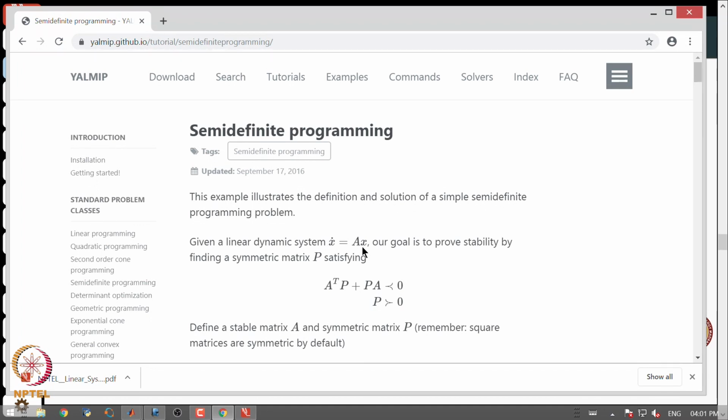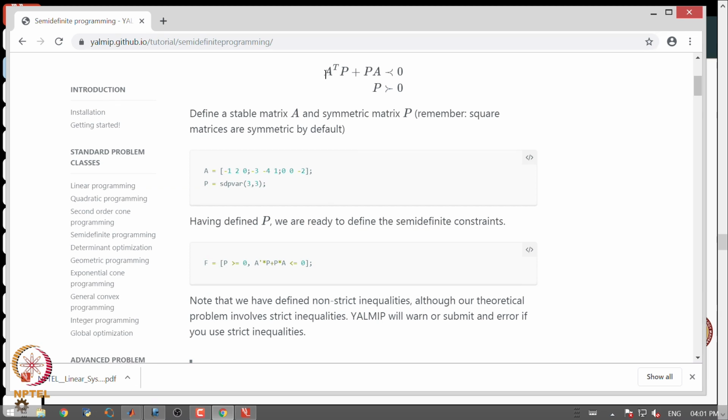I have a linear dynamical system x dot equal to Ax, and the Lyapunov condition says that I need to solve for A transpose P plus PA less than 0, with P a symmetric matrix which is greater than 0, and so on. So how do you define this? A you can just write in the standard Matlab way as defining a matrix. P is called an SDP variable. I am solving for P, so that will be an sdpvar of dimension 3 cross 3. The LMI that I am really trying to solve is F. I just write down these two constraints in the code: P greater than 0, and A transpose P plus PA less than or equal to 0.